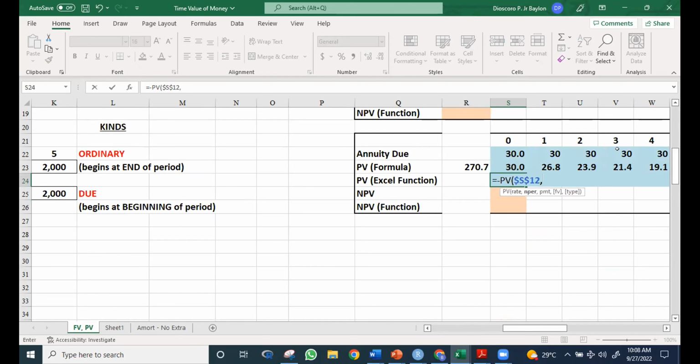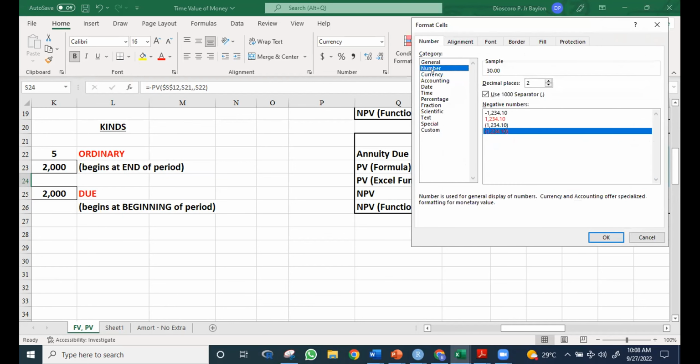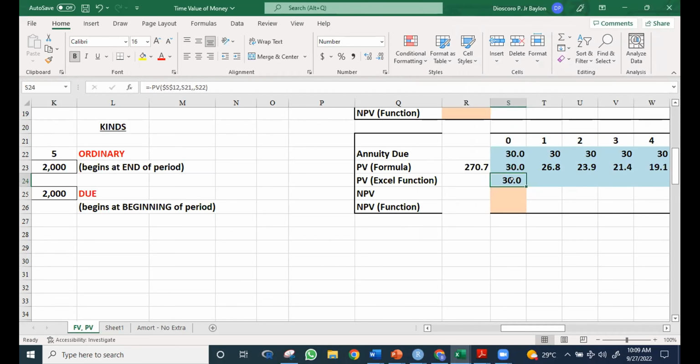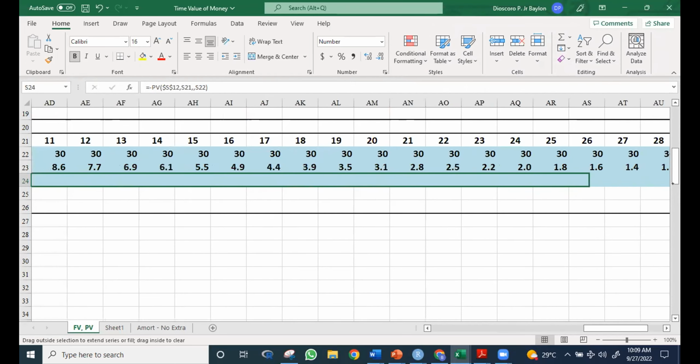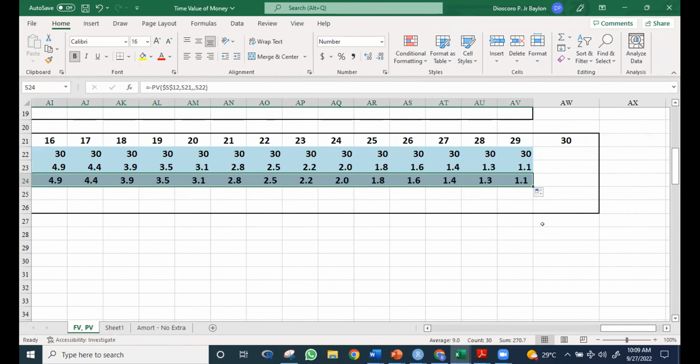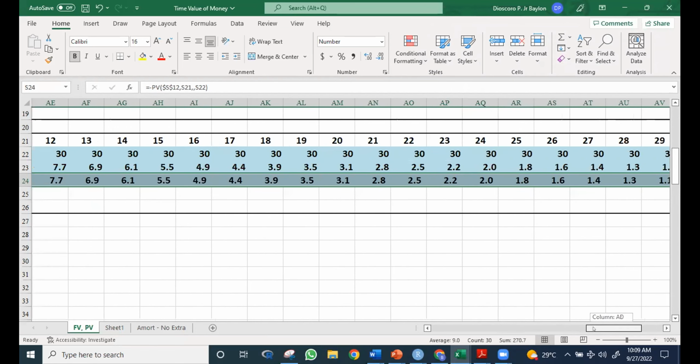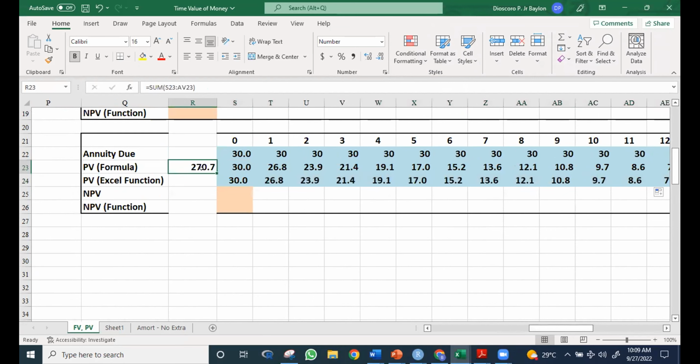Nper is 0. PMT is, do not ignore that, and then future value is 30. So you're getting the same. You're getting the same, and then we just add it.